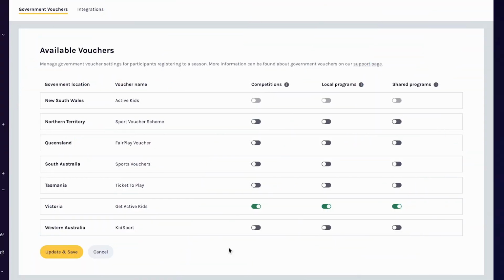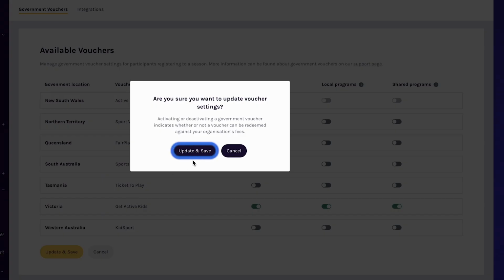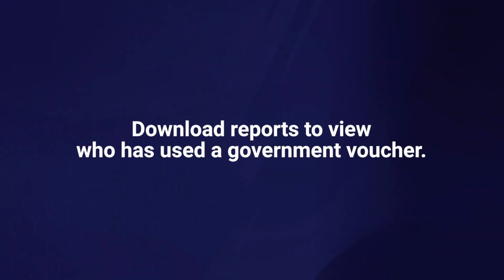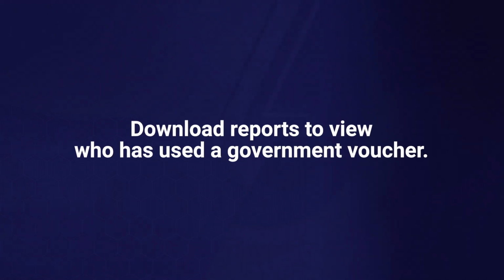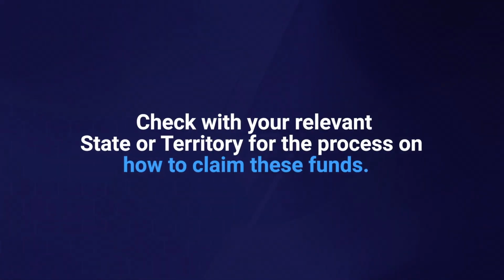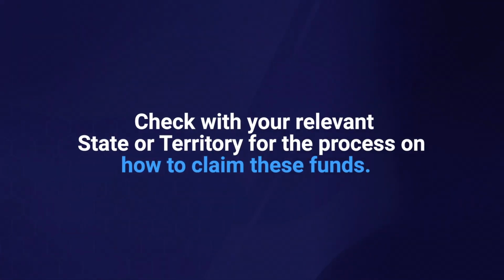Once toggled on, select Update and Save and confirm you would like to update your government voucher settings. Participants will now be able to apply government vouchers when registering to your organisation. In the Report section, you will be able to download a report to view who has used a government voucher. Check with your relevant state or territory for the process on how to claim these funds.